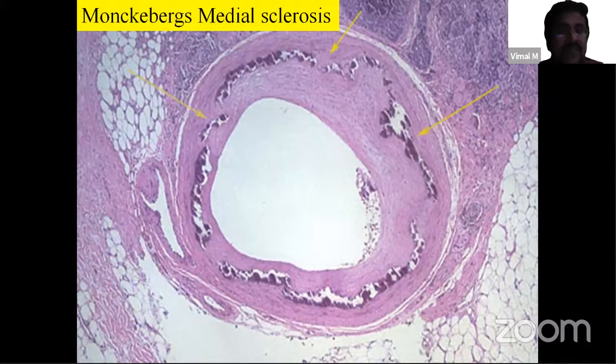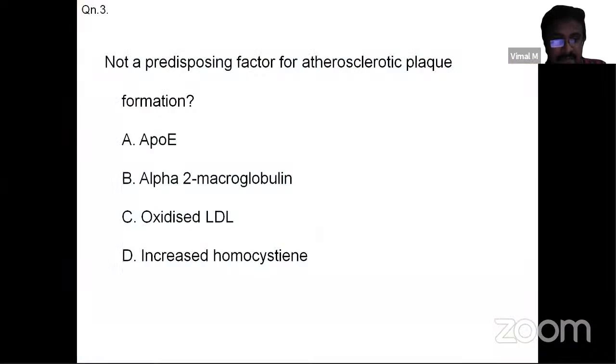So dystrophic calcification occurs in dead and degenerated tissues. Here, in old age, because of the age-related change, there is deposition of this calcific material in the tunica media of the blood vessel. Such material deposited in the tunica media as a dystrophic calcification is Monckeberg's medial sclerosis.